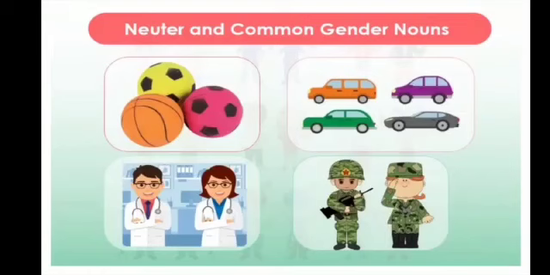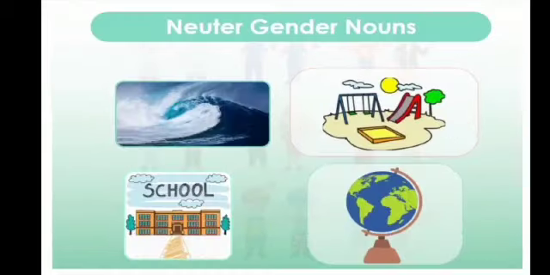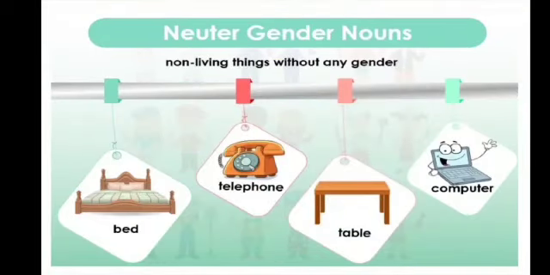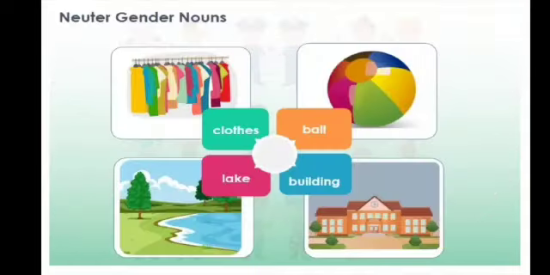Let us now learn two more gender nouns, neuter and common gender nouns. So what are neuter gender nouns? These are the naming words or nouns for non-living things. Non-living things are neither male nor female. Example, bed, table, telephone, computer, clothes, ball, building, lake, etc.